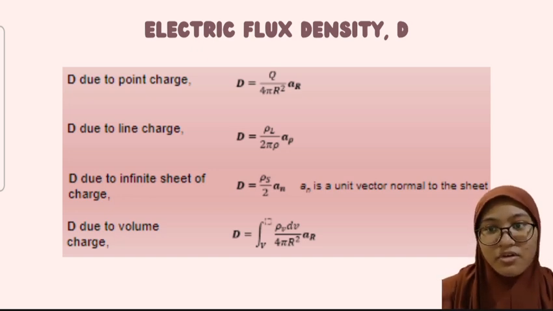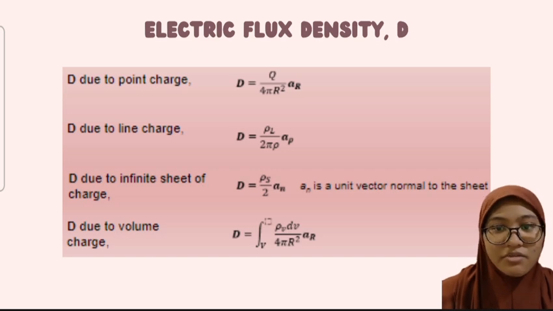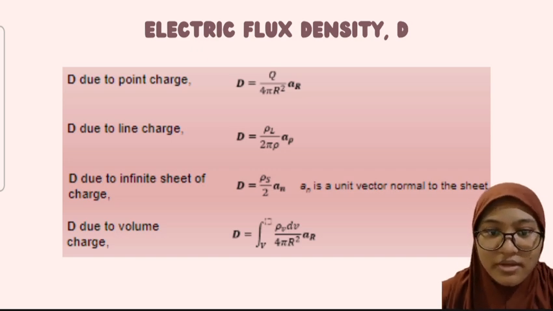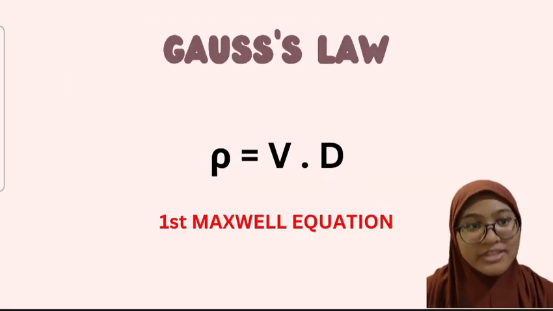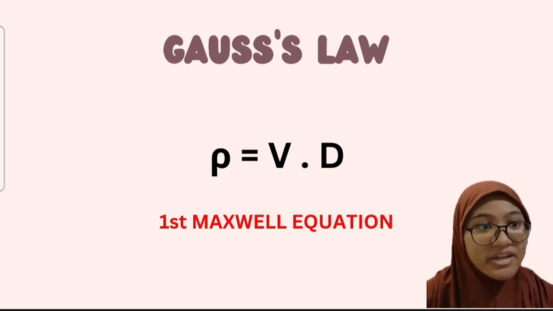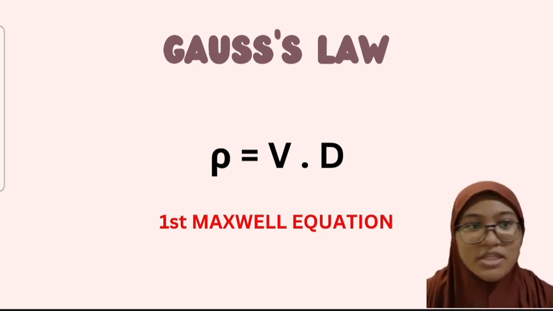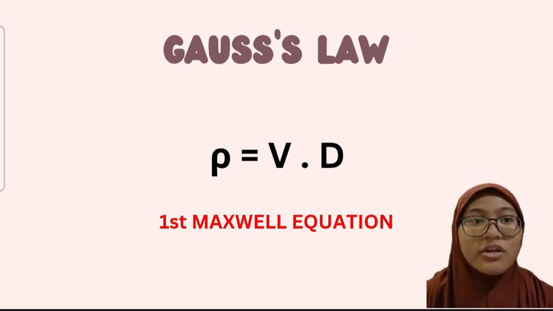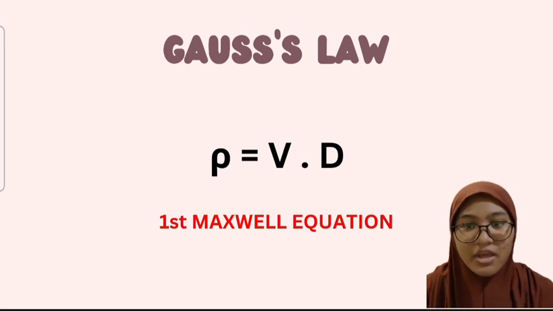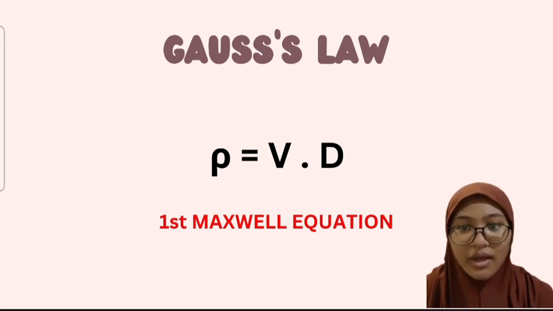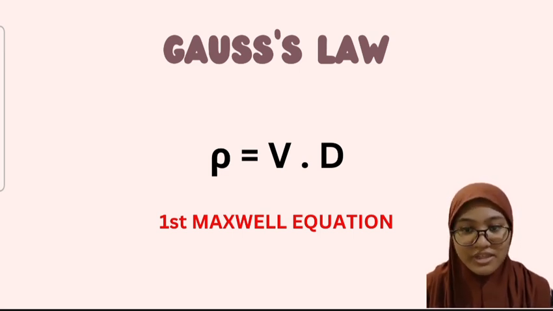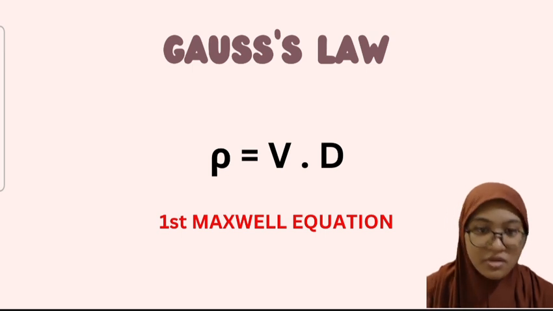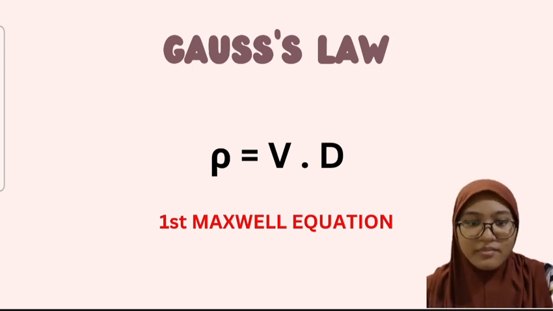So again, we have these four conditions: point, line, surface, and volume. These are the formulas that we have to use. Gauss' law states that the total electric flux through any closed surface is equal to the total charge enclosed by that surface. So this is the formula, rho equals del dot D, and this is also Maxwell's first equation.